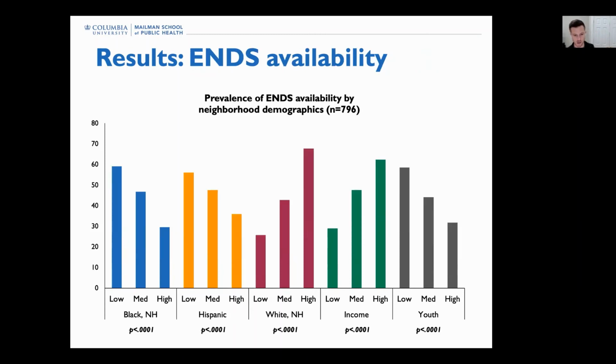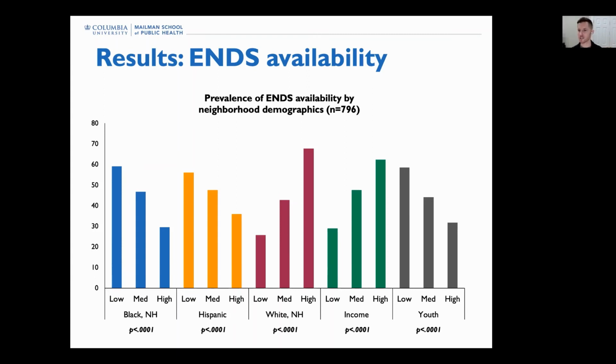For smokeless tobacco, again, lower availability overall, but we see a reversal in those patterns. And for vaping product availability, we saw that vaping products were most accessible in largely white neighborhoods. The neighborhoods in New York City that have the highest percentage of white residents, in those neighborhoods, almost 70% of retailers carried ENDS products. And products were less accessible in largely Black neighborhoods, largely Hispanic Latino neighborhoods, and low-income neighborhoods. So this is meaningful.